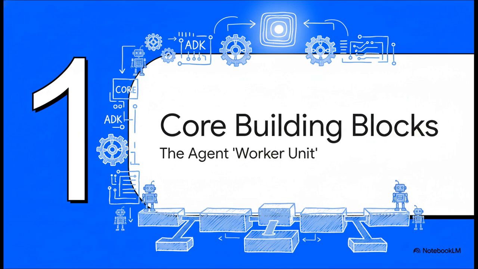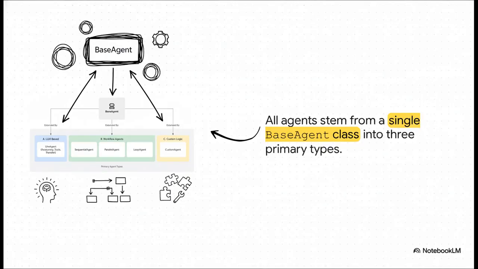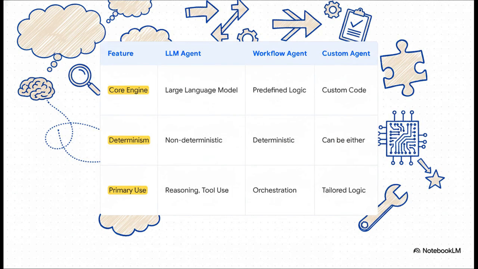It all starts with the agent. You can think of these as the fundamental worker units in any application you build with the ADK. Now check this out. I love this visual because it's basically the agent family tree. Everything, and I mean everything, stems from this single base agent class. It's the common blueprint, the ancestor, which then branches out into three main categories of agents, each with its own special job.